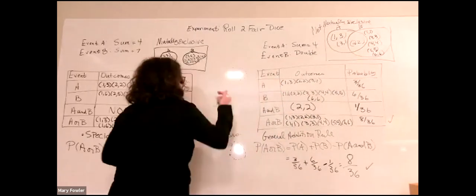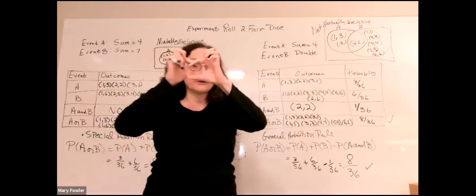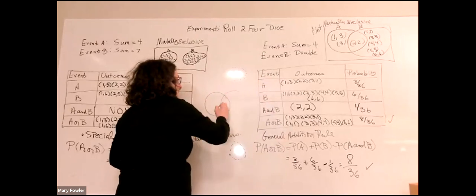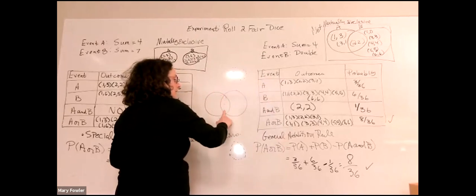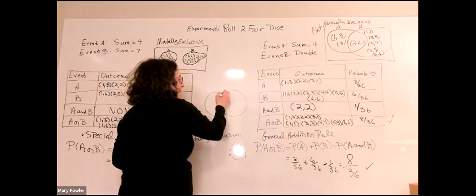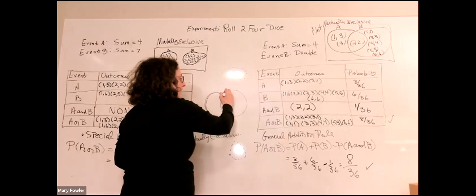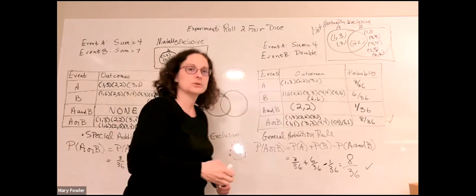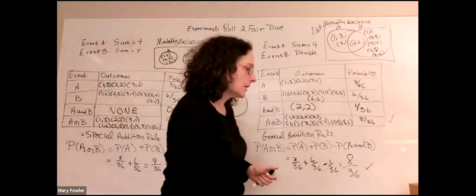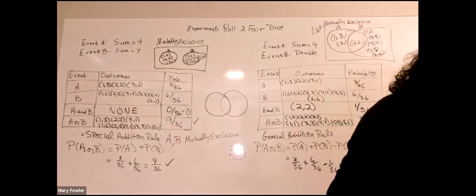I like to think about if you had construction paper and you were going to make a big circle and then make another big circle. Really, the area of this sort of upside down 8 section has been counted twice. So you have to cut that out of the second one, and you're looking only for this other piece. So you don't want to count the probability of the overlap twice. Okay, so that's the general addition rule and the special addition rule.